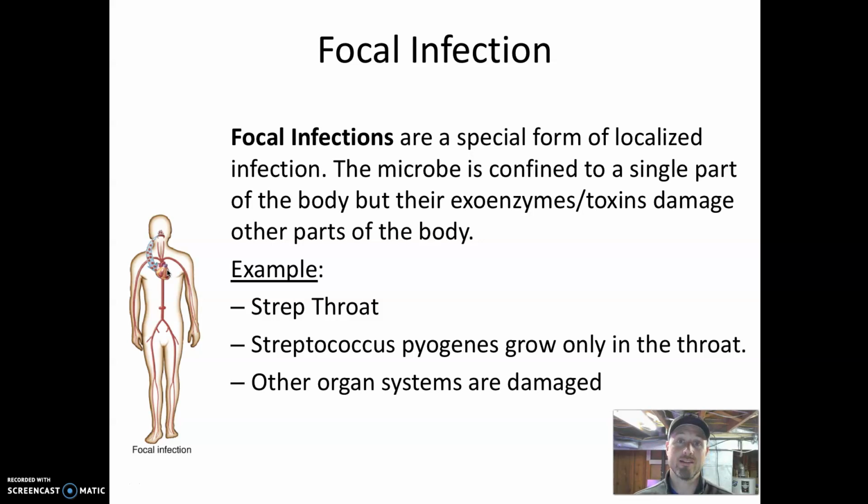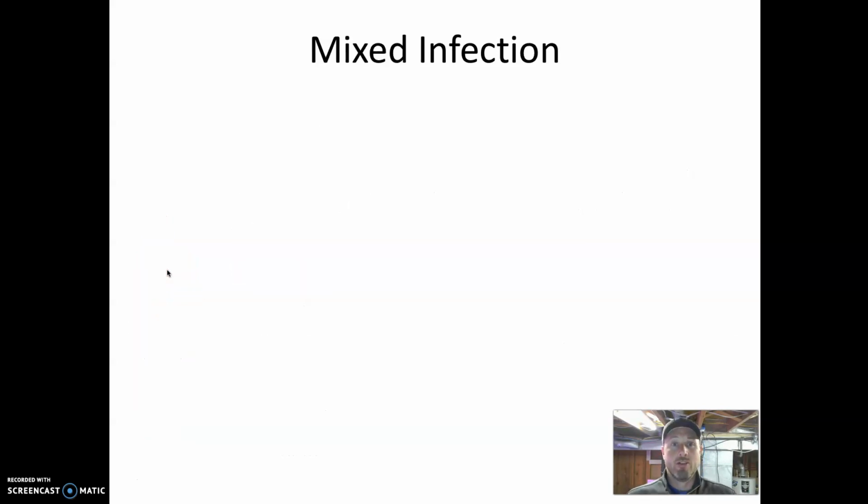However, other organ systems in the body are damaged. For example, Streptococcus pyogenes can cause heart damage. We call this rheumatic fever. Streptococcus pyogenes can cause kidney damage. We call this glomerulonephritis. Streptococcus pyogenes can cause a widespread skin rash, and we call this scarlet fever. So again, the bacteria is limited to a single location, but it is having these far-flung effects damaging the host. So that's a focal infection.